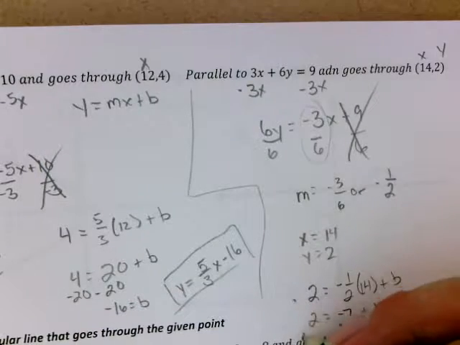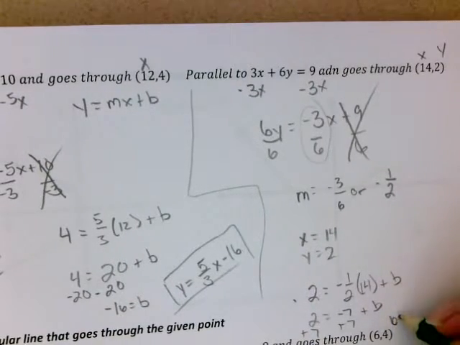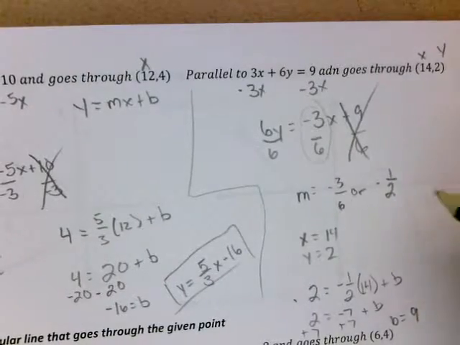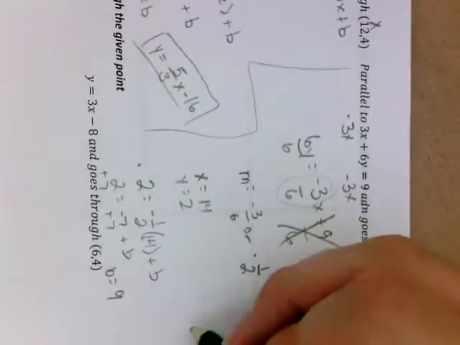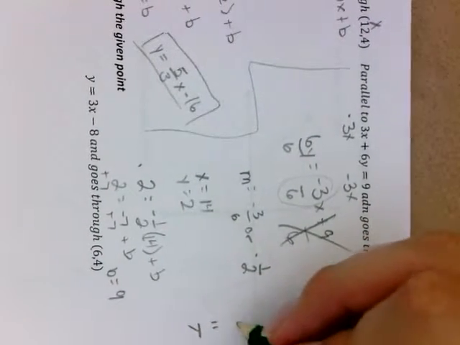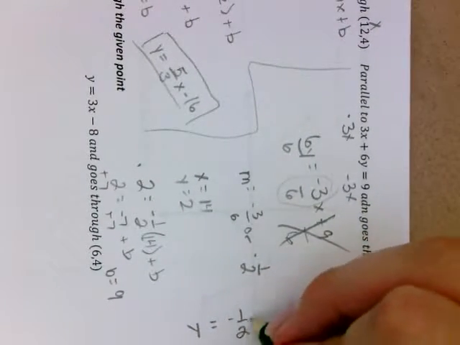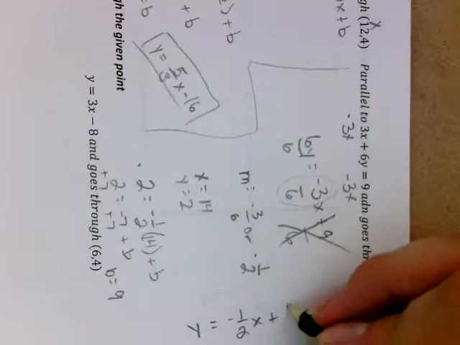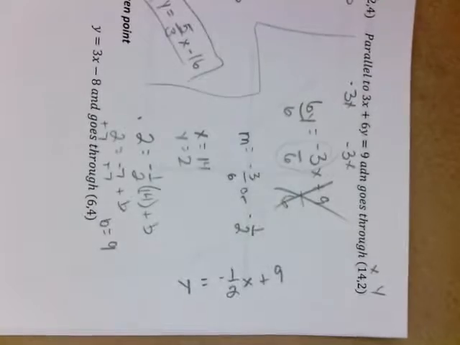Add 7, b equals 9. So we know b equals 9. We know m equals negative 1/2. So once again, let's put this right here. Y equals negative 1/2 x plus 9. Okay? That's all you've got to do.